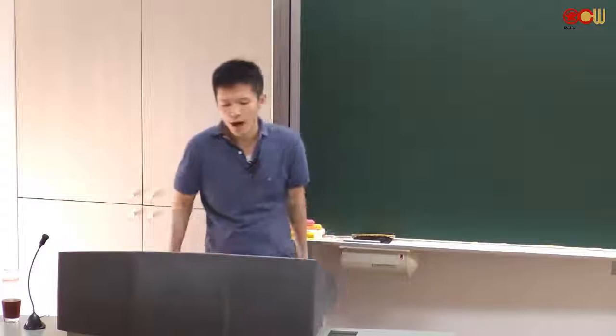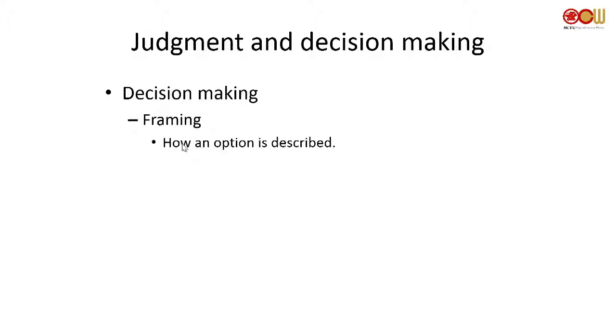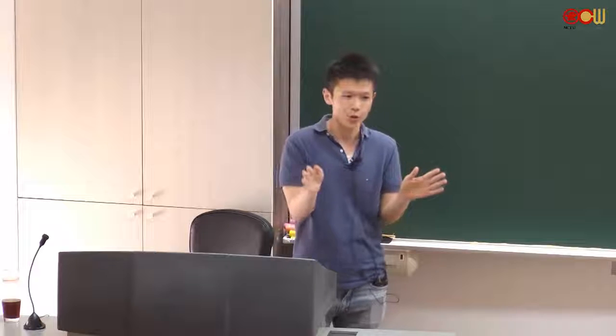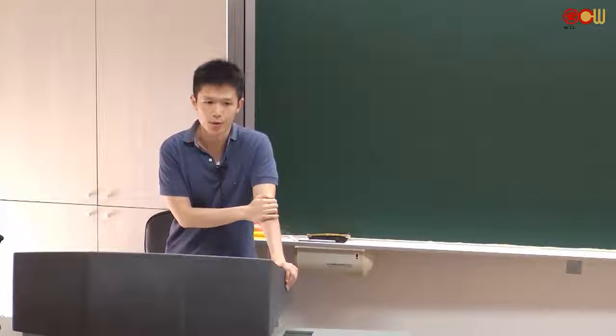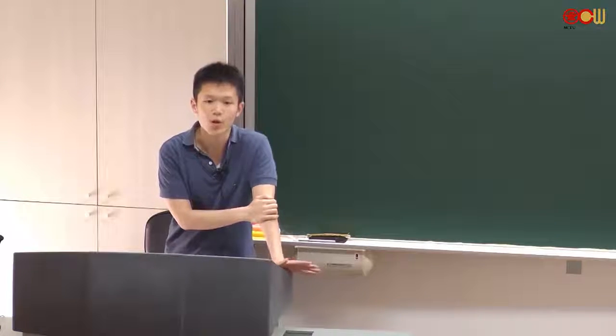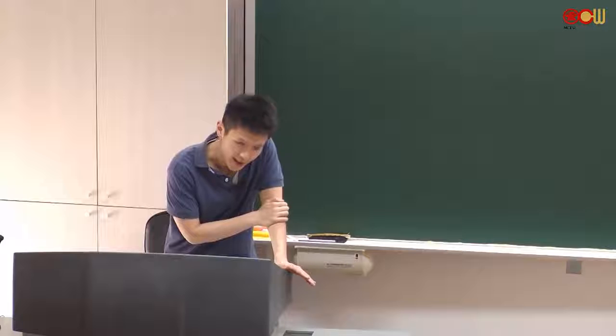So far we've talked about how we interpret events. The next thing is how we make decisions. Speaking of decision making, there is something very important, which is framing. And what is framing? Framing is how an option is described. Now, I also have to separate the class into two groups. For odd numbers, if your student number is an odd number, please close your eyes. And for even numbers, please prepare a piece of paper and a pen.